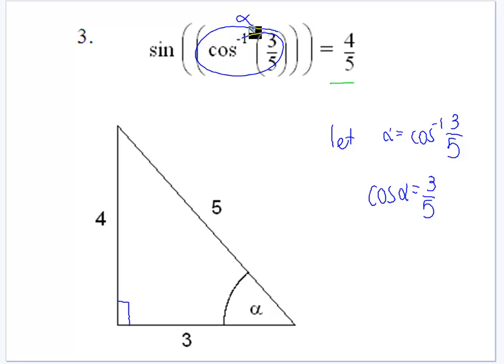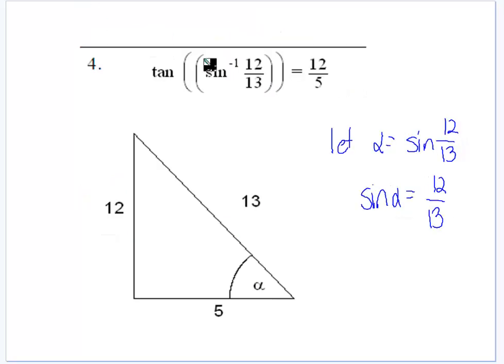Why is that the case? Consider this. Let alpha be equal to the inverse cosine of 3/5. That basically means cosine of that angle alpha would be 3/5. If we drew up a right angle triangle which signifies that, our adjacent side is 3, our hypotenuse is 5, so our opposite would be 4 by Pythagoras' theorem. Which means that sine of alpha would be the opposite on the hypotenuse, 4/5. That's where we get that 4/5 from. So that's what we've got to look at to do these questions.